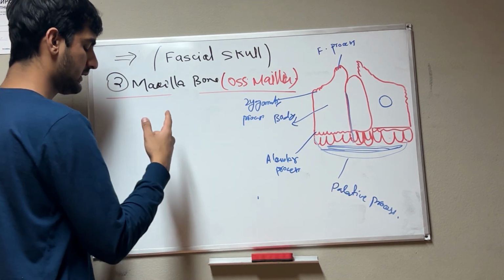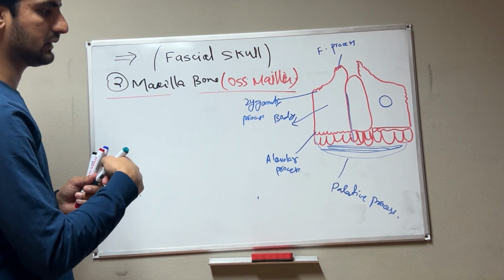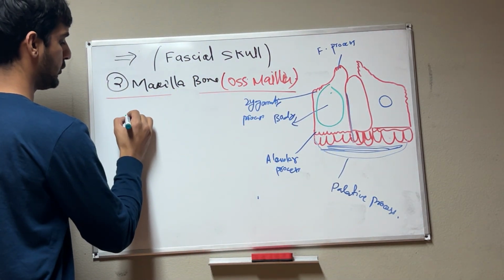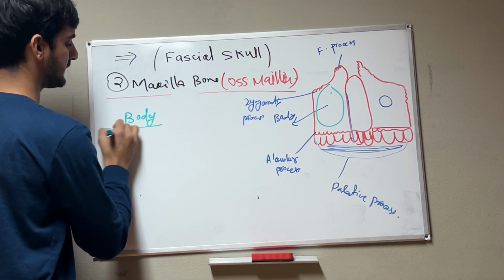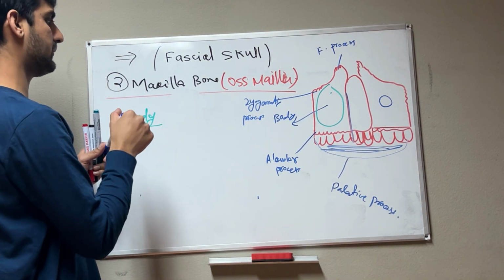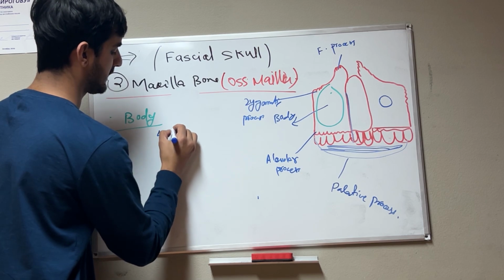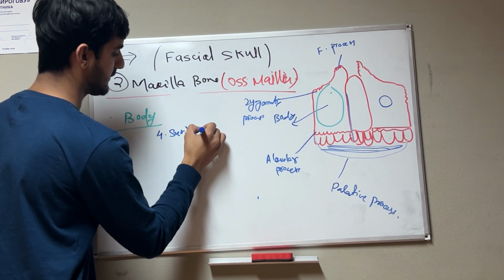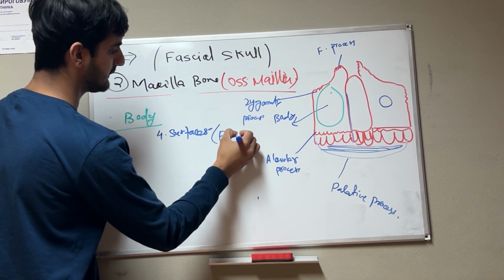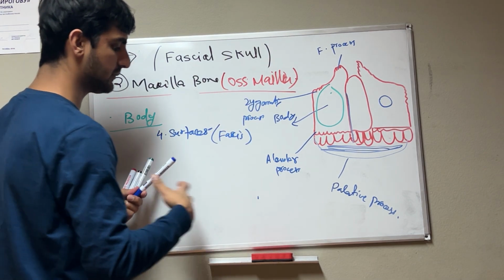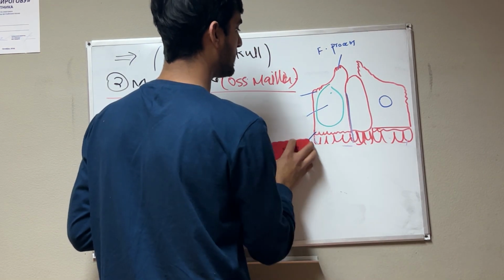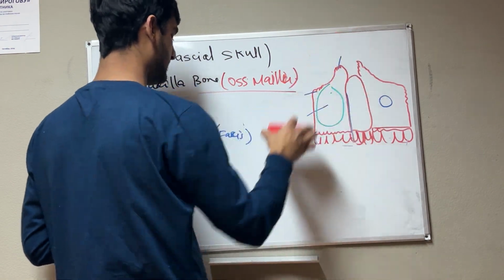Now, the body. The important part in the maxilla bone is the body. This is the body. The body consists of four surfaces. The body has four surfaces in the maxilla bone. We already discussed the processes, but now we are going to discuss the body of the maxilla bone. This is the body which I mentioned already.